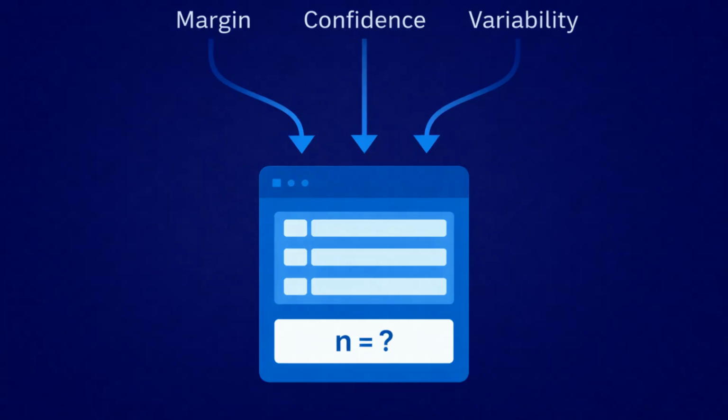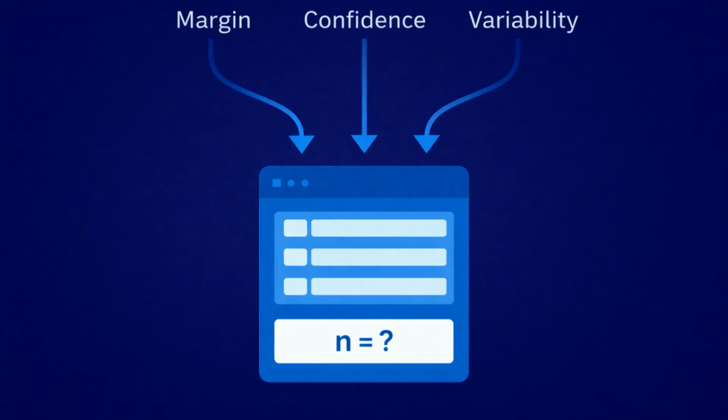Now let's talk about how software supports sample size determination. Statistical software does not decide what margin of error is acceptable. It does not decide what confidence level is appropriate. Those are decisions made by the researcher or decision maker. The software uses the values you provide to compute a required sample size.